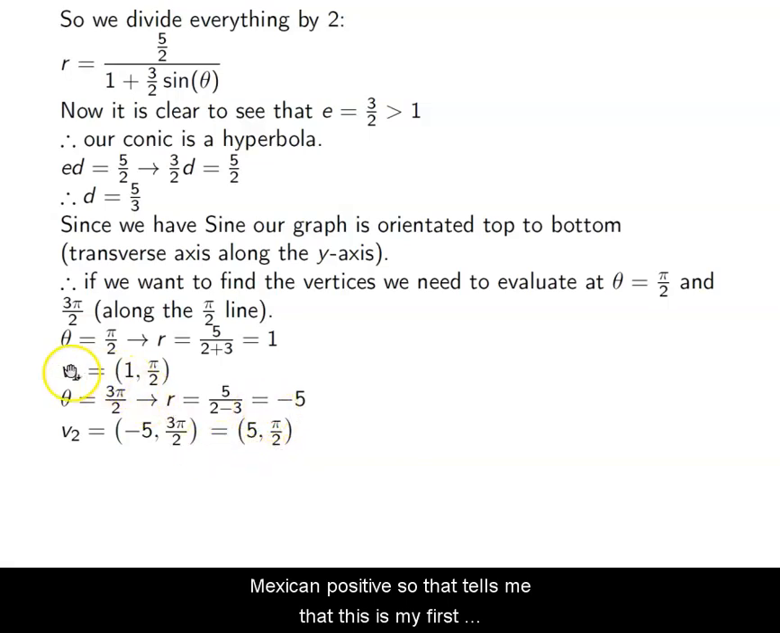So that tells me that this is my first vertex, this is my second vertex. I now know where my center is. My center is the halfway point between 1 and 5 along the pi over 2 line. So add those together is 6, divided in half is 3. So my center is at 3 pi over 2. So that tells me that my A is the distance from 3 to 5 or from 3 to 1, which is 2, right? So my transverse line is the length of 4.